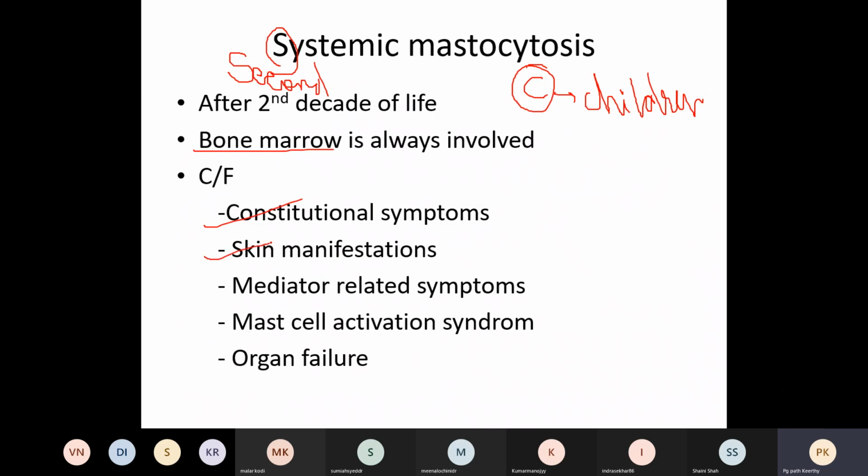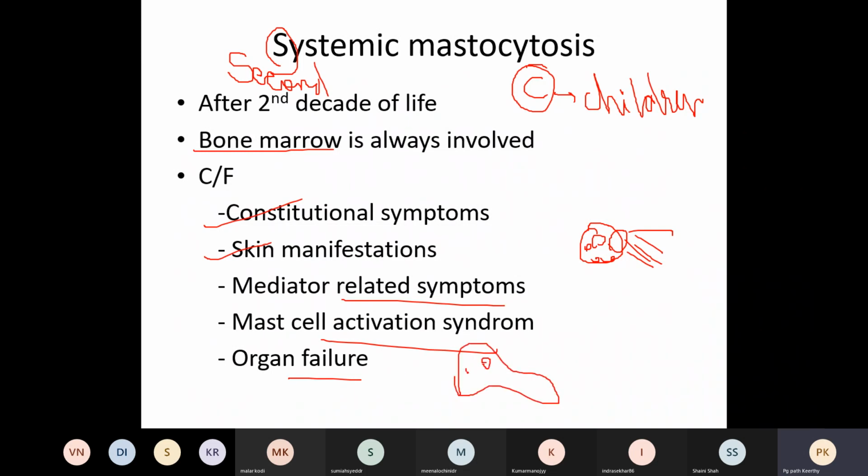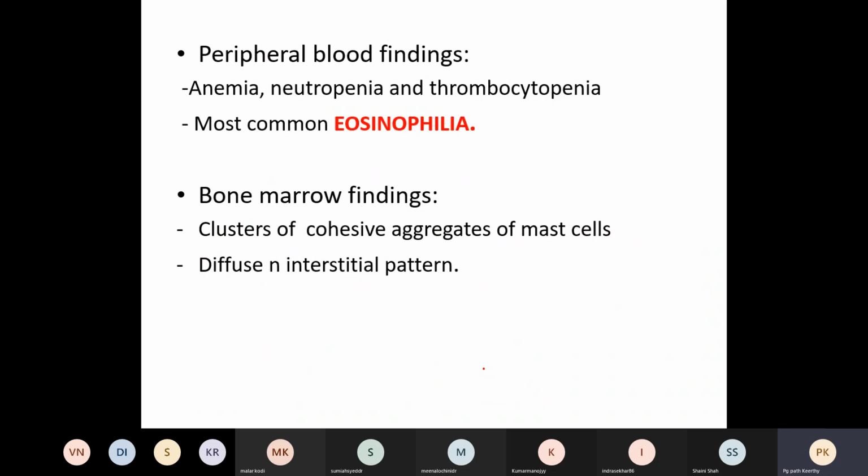And why do we have the skin manifestations? As I told you, these are abnormal mast cells. They have those granules, primary granules and secondary granules, so they keep on releasing their content. They cause all these mediator-related syndromes, or mast cell activation syndrome, and organ failure. Organ failure is due to infiltration of mast cells into the organs. If they keep on infiltrating, how will the normal cells there function?